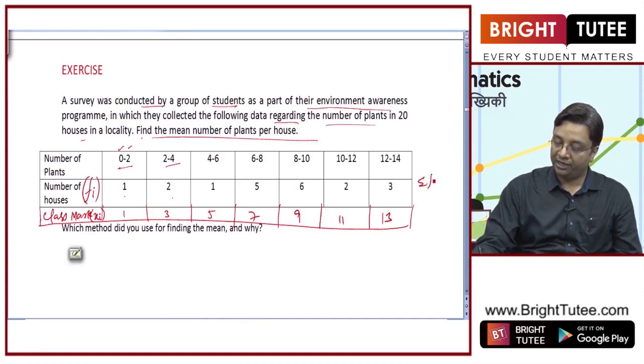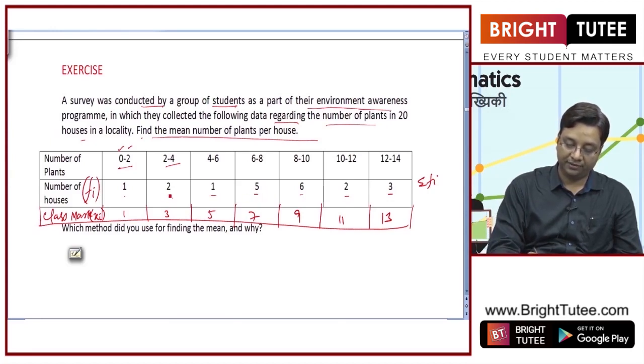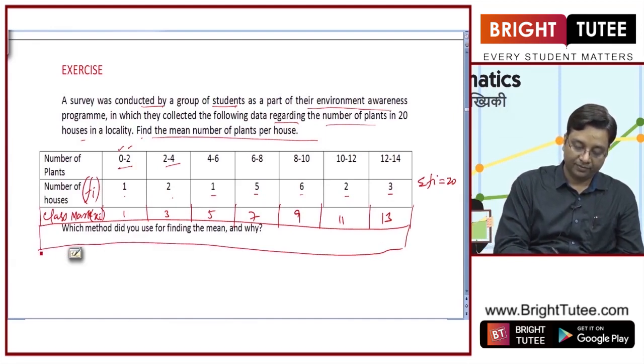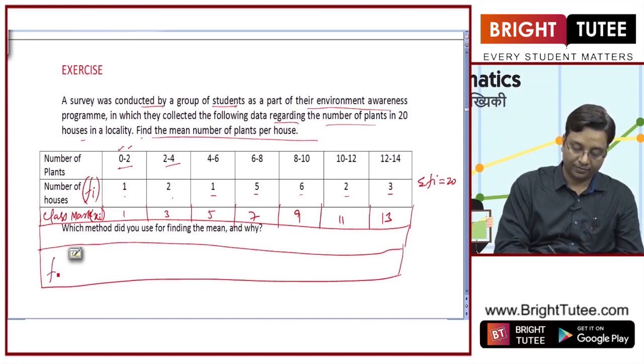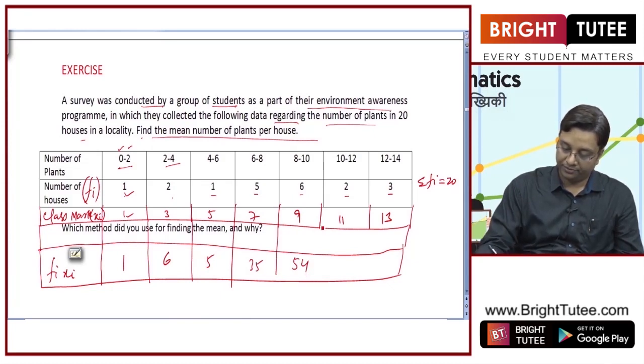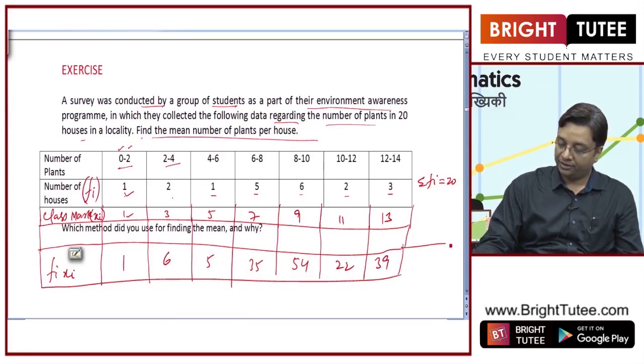So what is sigma fi? 3 plus 2 is 5, plus 6 is 11, 16, 17 and 3 is 20. So sigma fi is 20. And what is fi xi? So 1, 6, 5, 35, 54, 22, 39.